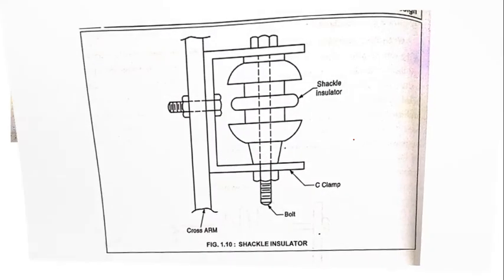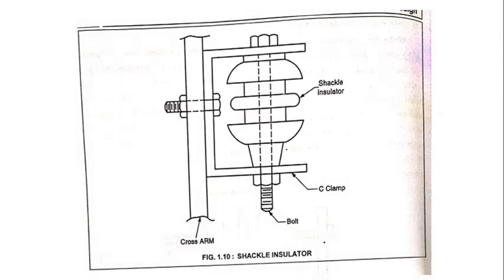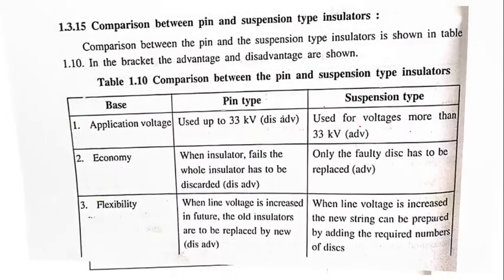Okay, so this is the soft binding wire, and from here we can connect our conductor. This is the cross arm, and from here we can bolt or fit our conductor. So this is the shackle type insulator, which is used at low voltage or at the ending and starting of the line.